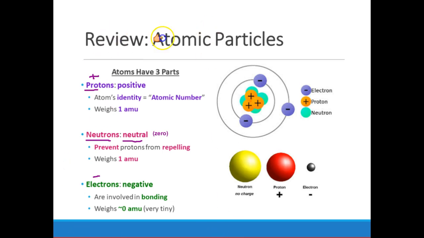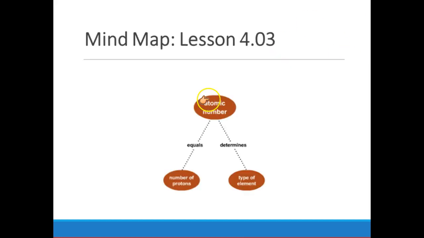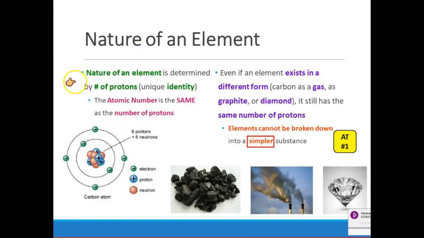Thumbs up if you feel good about all this. This was literally a summary of everything we learned yesterday. We should know this super well now because it sets us up for what we're doing today. We're kind of spiraling what we've been talking about. All right, so atomic number equals the number of protons, and it determines the type of element. So 2 parts: atomic number is both the number of protons as well as the identity of the element. The nature of an element is determined by its number of protons. It has a unique identity based on its number of protons, and we call the number of protons the atomic number.